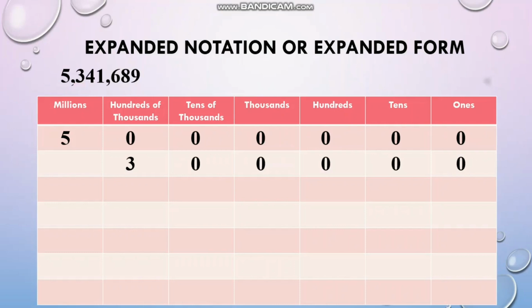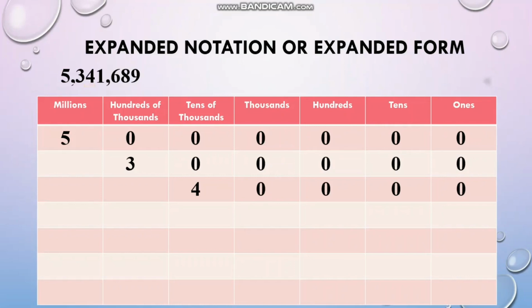Let's go to the third digit, 4. The digit 4 is in the tens of thousands place. So we write 4 in the third row under tens of thousands and 0 in the rest of the columns because we're only focusing on one digit at a time.